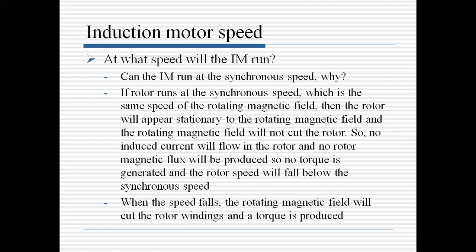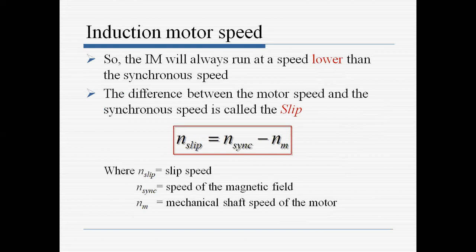That means the induction rotor can never catch the synchronous speed. When the speed falls, the rotating magnetic field will cut the rotor windings and torque is produced. So if a speed difference exists, our rotating magnetic field will cut the rotor conductors and torque will be produced. The induction motor will therefore always run at a speed lower than the synchronous speed. Some difference in speed will exist between the synchronous speed of the stator flux and the rotor.